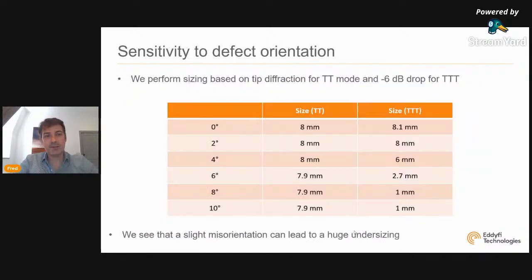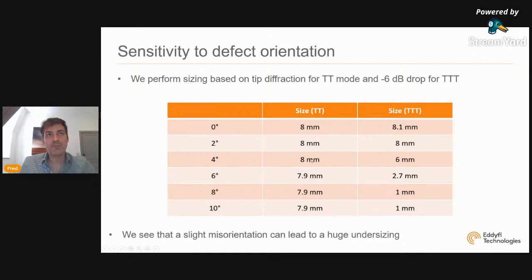All right, so let's look at sizing of what I just did with the TT mode based on tip diffraction and corner echo, and a minus 6 dB drop for 3T. For 0 and 2 degree orientation, this is good. We measure the height of the defect perfectly. The TFM pixel size is 100 micron, so this is within the tolerance of the precision of the TFM. But starting already at 4 degree, the TT mode is okay, but the 3T mode is starting to undersize it, and then after it quickly undersizes it down to 1 millimeter, which will actually be the size of the focal point at the bottom of the screen, of the TFM.